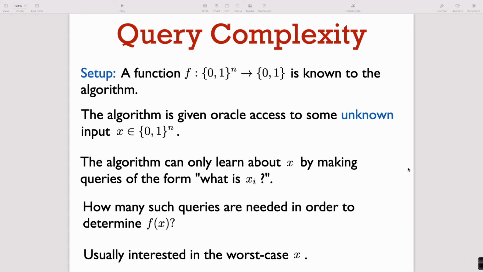In the query model, we're usually interested in the worst case x. So we're interested in how many queries are needed to determine f of x for the worst case x, the x which requires the most number of queries. That's usually what we're going to be interested in, worst case complexity here.